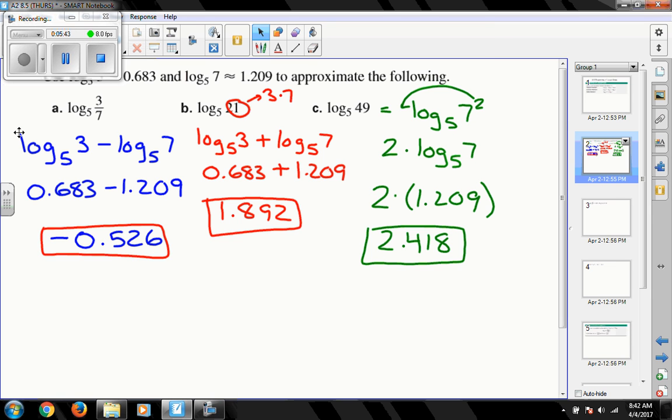and there's our answer. We're evaluating logarithms without our calculators, and we're able to get those knowing what log base 5 of 3 and log base 5 of 7 are. We're able to evaluate these 3 logarithms without much of a problem here.